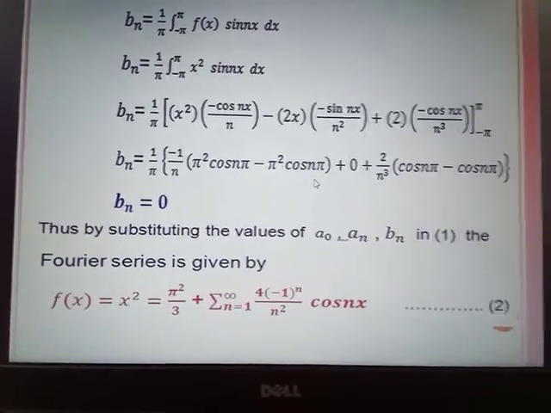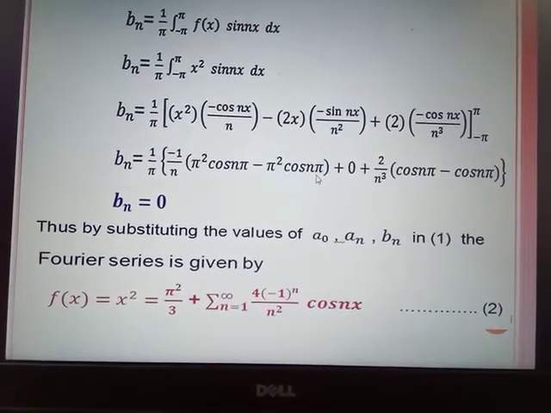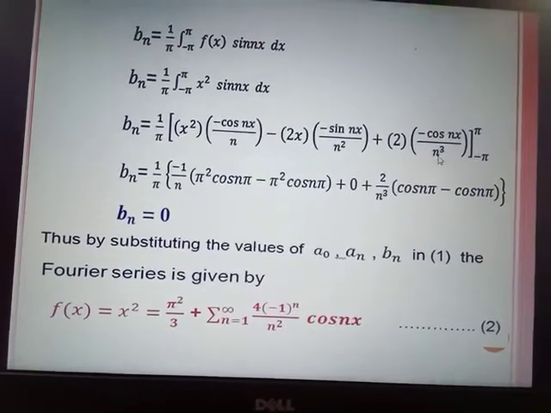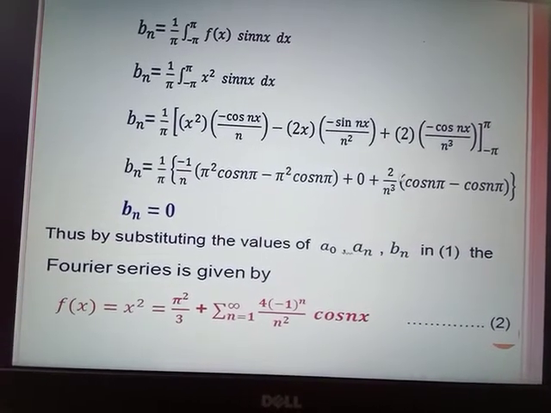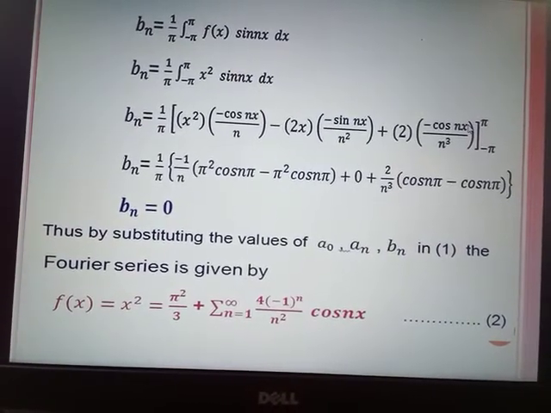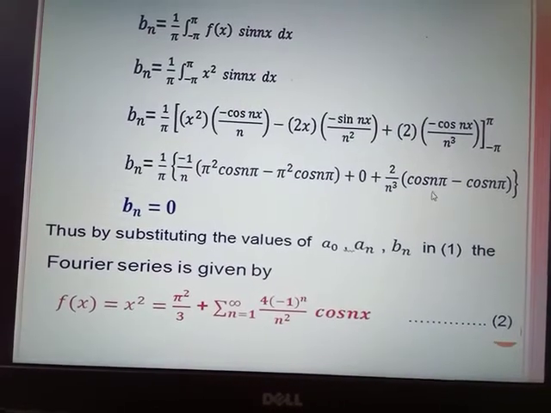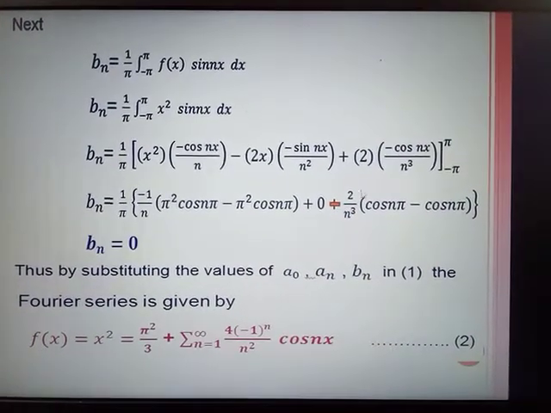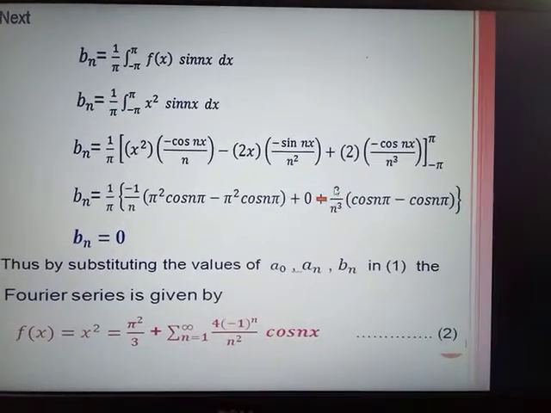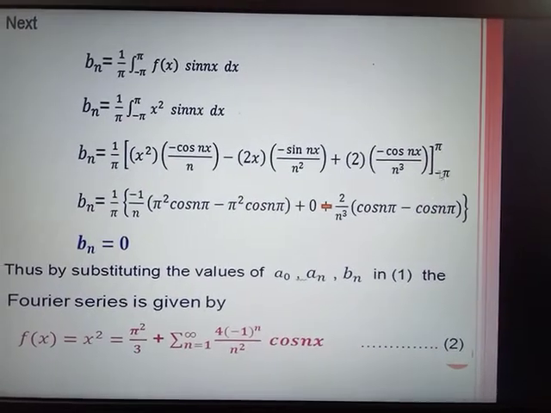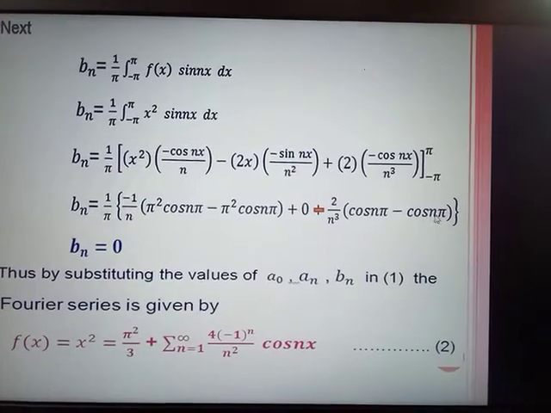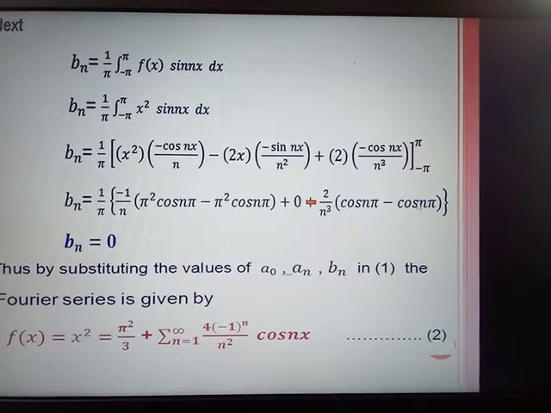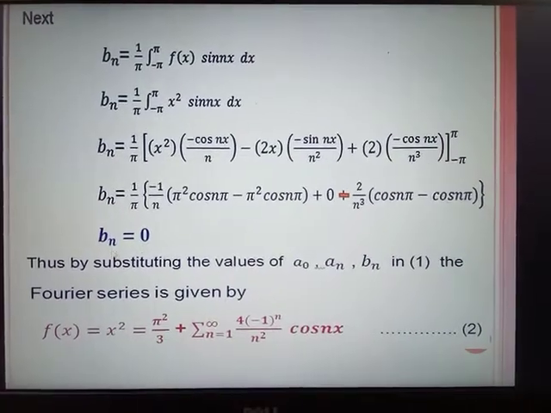Again, cos of minus theta is cos theta. Therefore, it is pi square cos n pi minus pi square cos n pi, plus the middle term is 0, plus take n cube outside. It will be minus 2 by n cube. This is minus, not plus, minus 2 by n cube. Apply the upper limit cos n pi minus the lower limit, cos of minus theta is cos theta. Therefore, it is cos n pi minus cos n pi. Here, pi square cos n pi minus pi square cos n pi is 0. Again here cos n pi minus cos n pi is 0. Therefore the whole term is 0. Therefore bn is equal to 0.